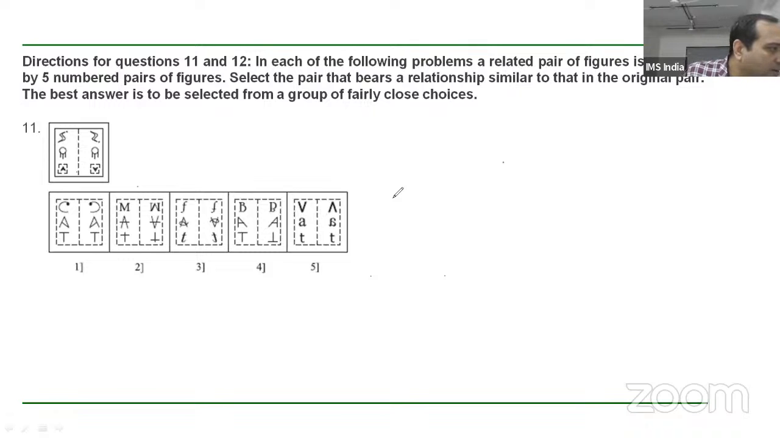Omkar, check. Omkar. Ashwini, check. Siddhi, check.